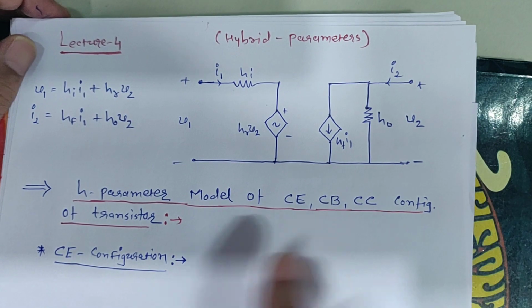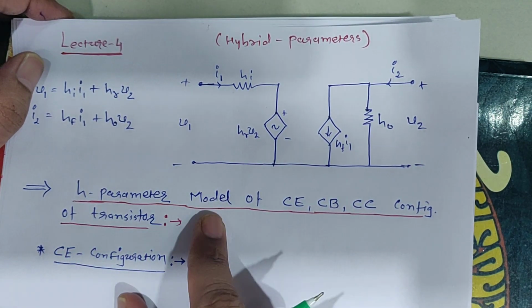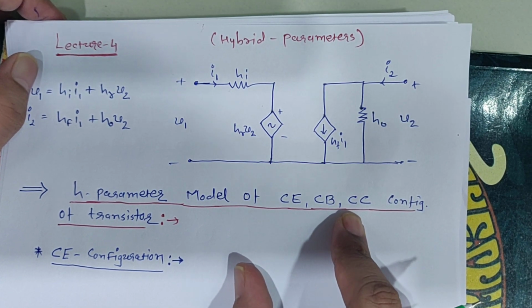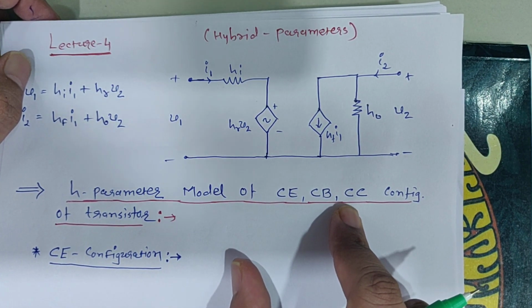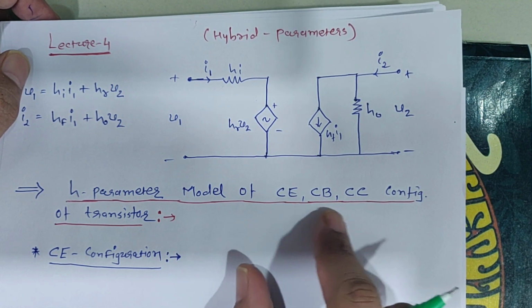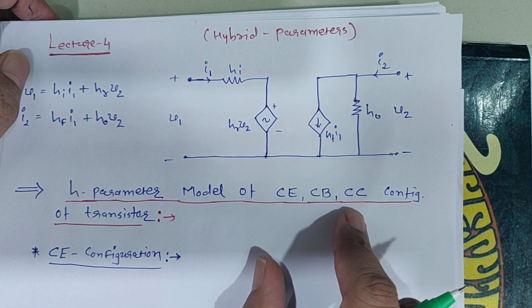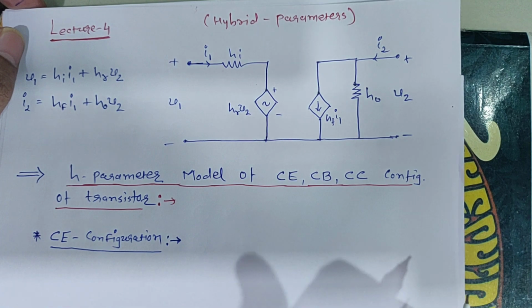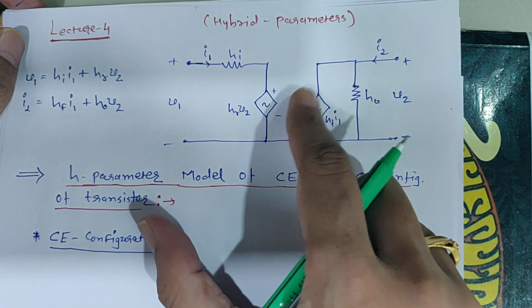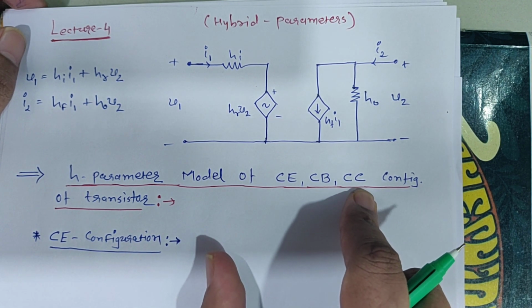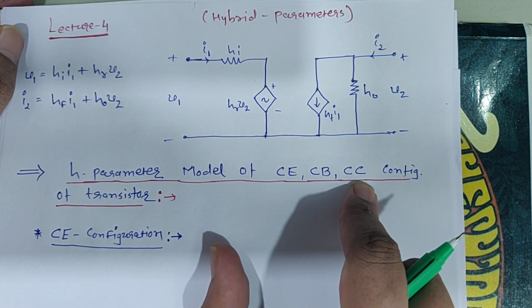Now we are going to discuss the H parameter model for a specific configuration of the transistor. As we know, we can connect our transistor in 3 different configurations: CE, CB and CC, that means common emitter, common base and common collector configuration. So how can we draw an H parameter equivalent model in a particular configuration? Today we have to learn these things. Okay, let's get started.